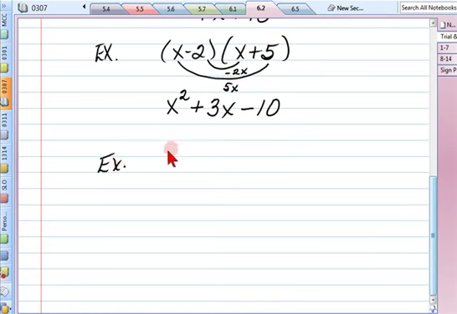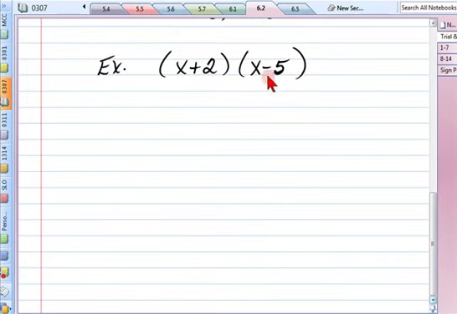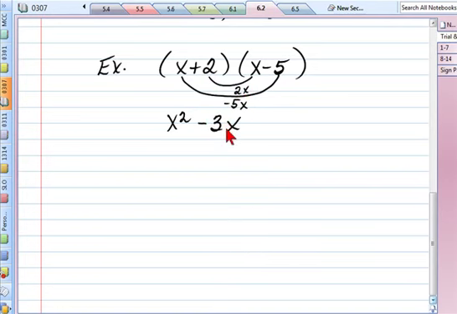Last example, and we'll use this for comparison, x plus 2 times x minus 5. What's the product of the first? X squared. Now this time the outer product is negative 5x, and the inner product is positive 2x. They still have different signs. It will be negative 3x for that middle term. And what's the last one? It'll be negative 10 because I have a positive times a negative.